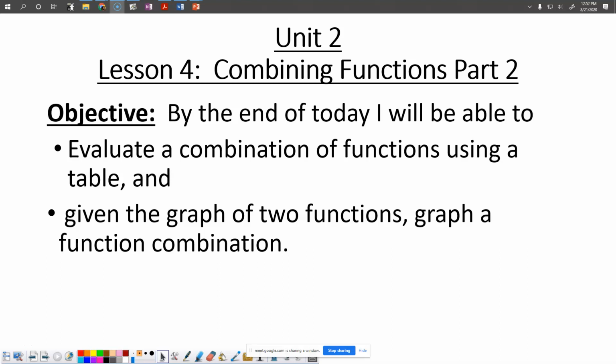So today we're going to be combining functions, but doing it not with equations or word problems, which was last time, but we're going to be doing it with tables and graphs. So we're going to be combining functions using tables and graphs. So that's our goal for the day.